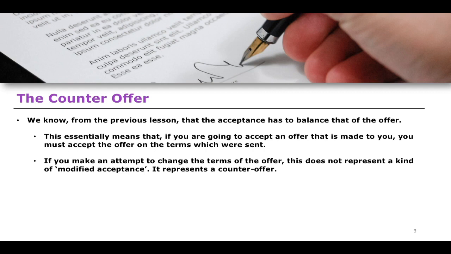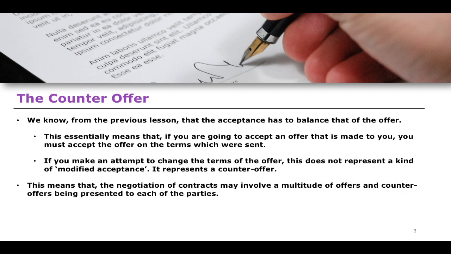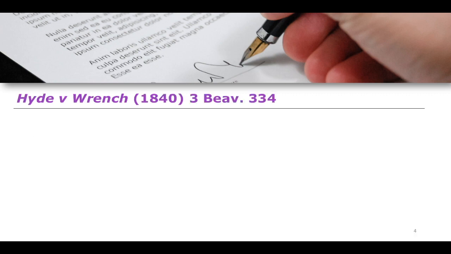Instead, what that is doing is making a counteroffer back to the original offeror, who is going to have to then accept the counteroffer. And so it means that the negotiation of contracts, depending on the type of contracts, the complexity and the back and forth that may be had, may actually involve a multitude of different offers and counteroffers being presented by each of the parties to each other. And ultimately, in this particular area, the most authoritative and leading case on this issue of counteroffers is the case of Hyde and Wrench from 1840.